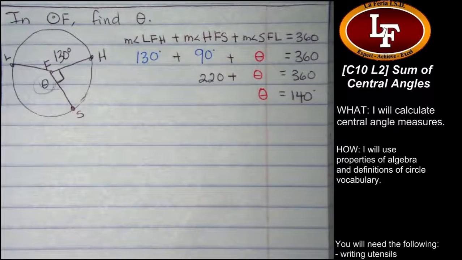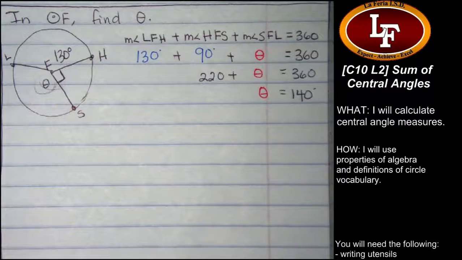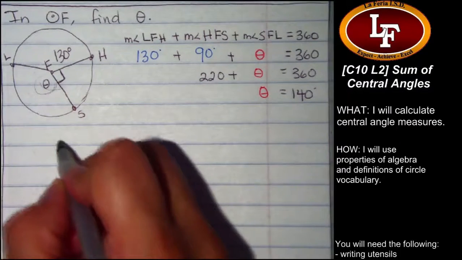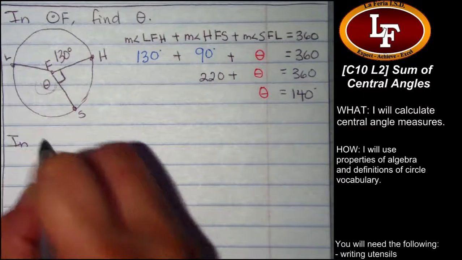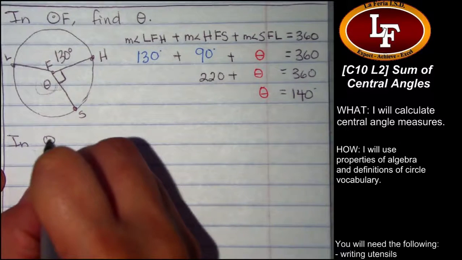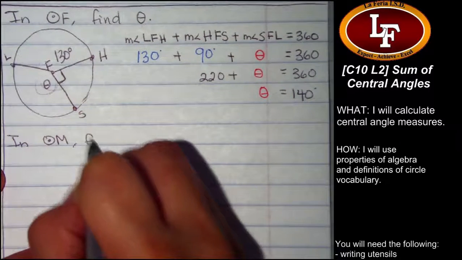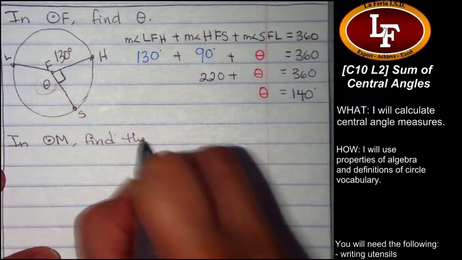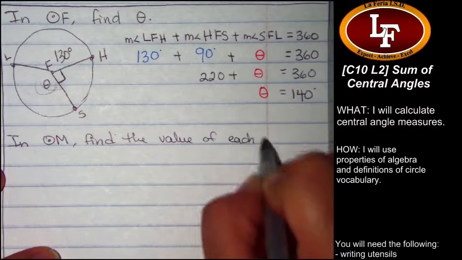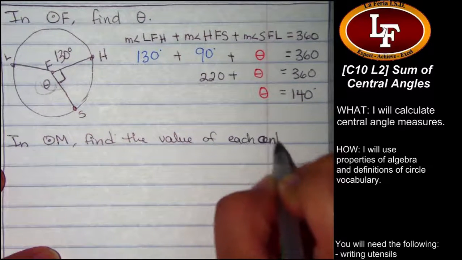The only way that I could make this more complicated was if I went through and put in some algebra. Let's go ahead and do that right now. We're going to use a very similar setup, but we need a different circle. So in circle M, find the value of each central angle.